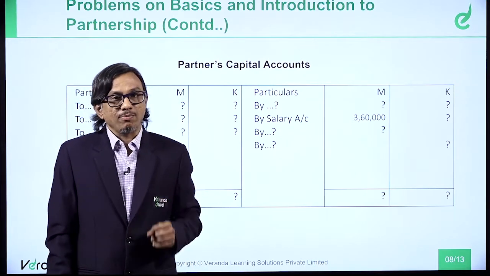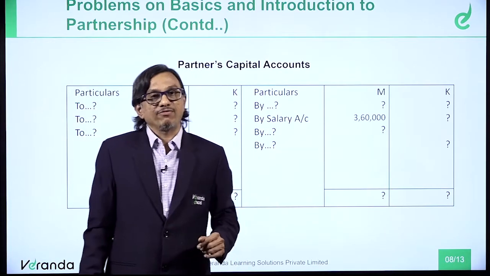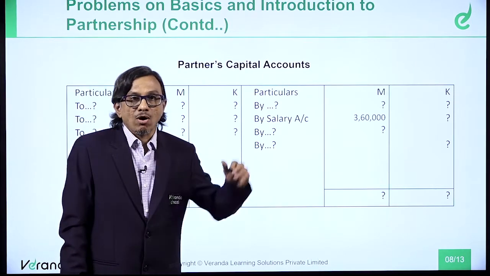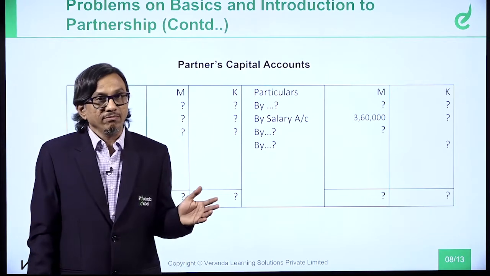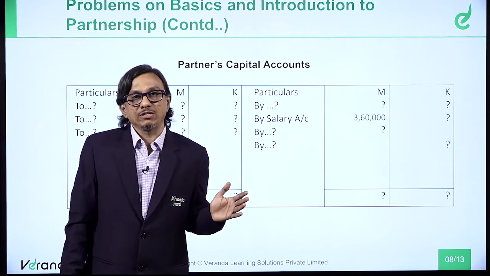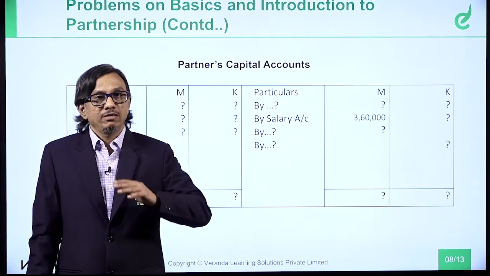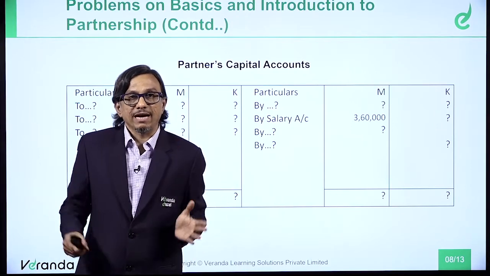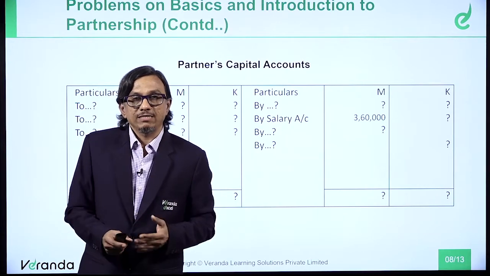In the P and L Appropriation account, you will have on the credit side the profit made for the year, followed by interest on drawings. On the debit side, you will have salary payable to partners, if any, interest on capital, and then any transfer to general reserve. Balance will be the divisible profits, which will be shared by the partners in their profit sharing proportion. That is the idea of a P and L Appropriation account. That is a format in which it is normally presented.